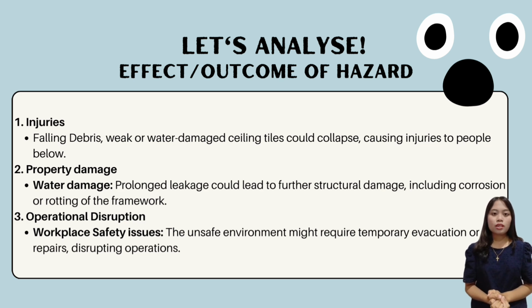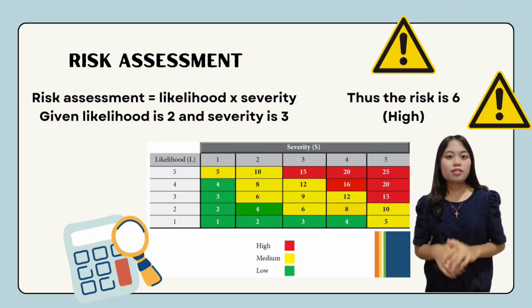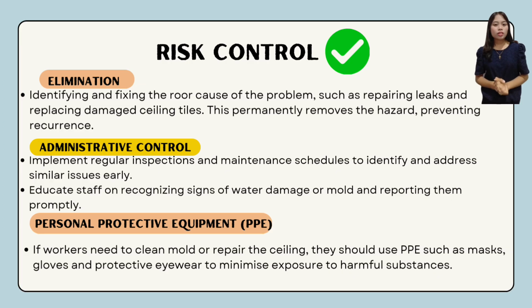Workplace safety issues. The unsafe environment might require temporary evacuation or repair, disrupting operations. For the risk assessment, the likelihood is 2, which is possible, while the severity is 3, which is serious hazard. Thus, the risk is 6, which is high and very dangerous. So there are 3 risk controls.